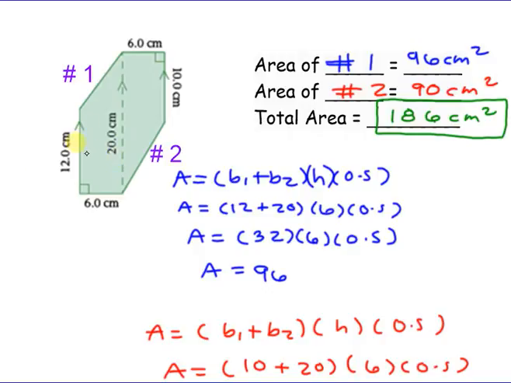The base for the first trapezoid was 12 and 20, and the height was 6, and you should have gotten 96 centimeters squared. For the second trapezoid, there was a base of 10 and 20. They shared that second base here down the middle. The height was also 6, and you should have gotten an area of 90 centimeters squared. And then the total area was 186 centimeters squared.